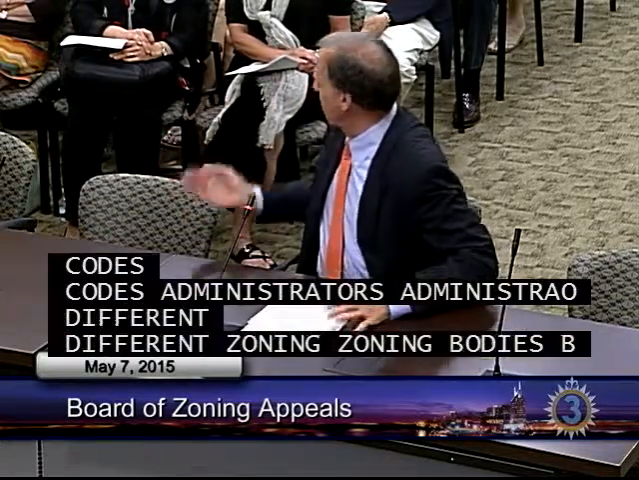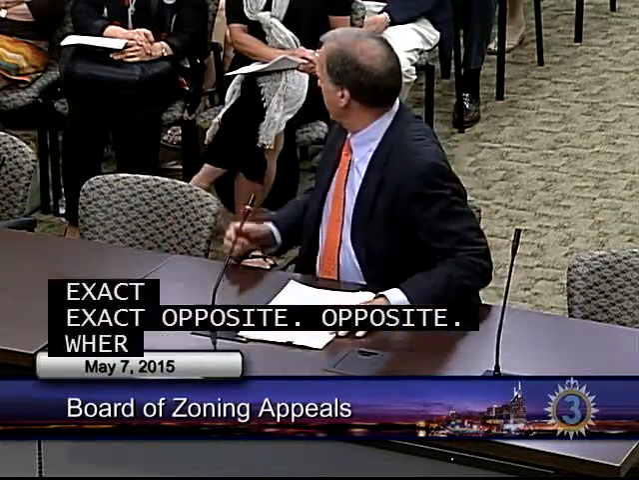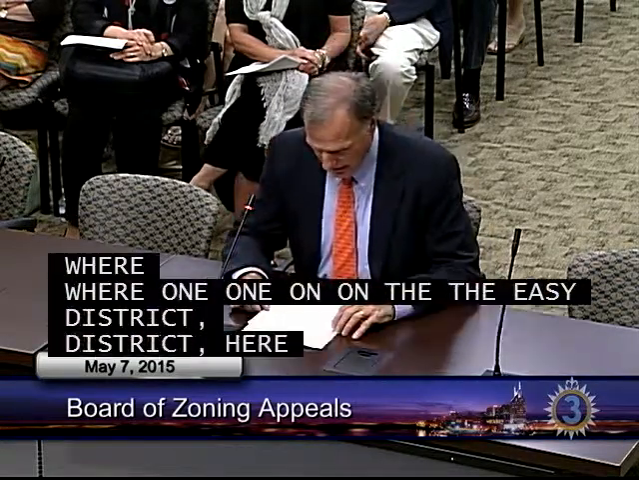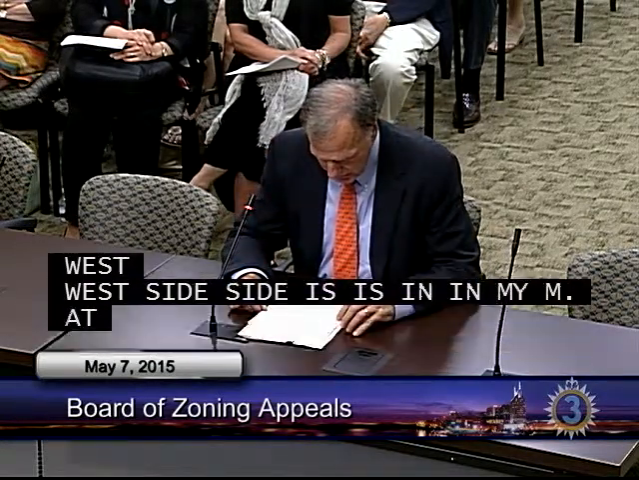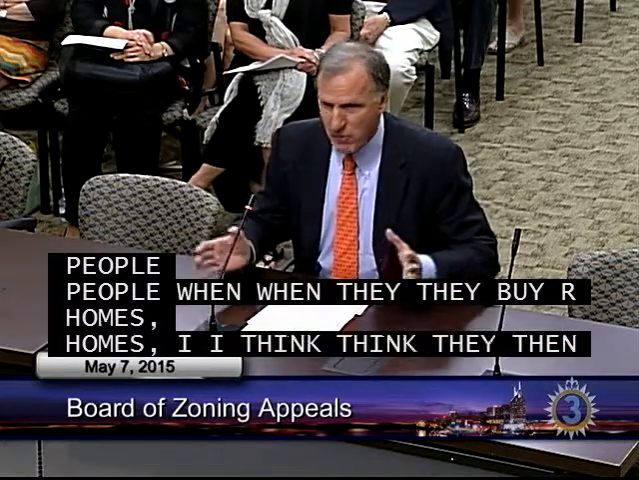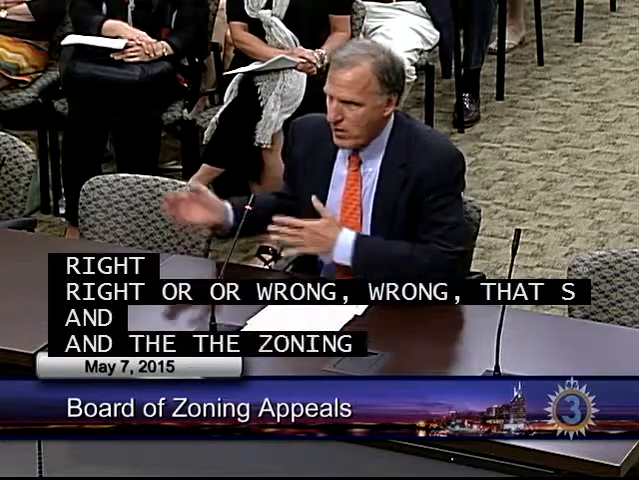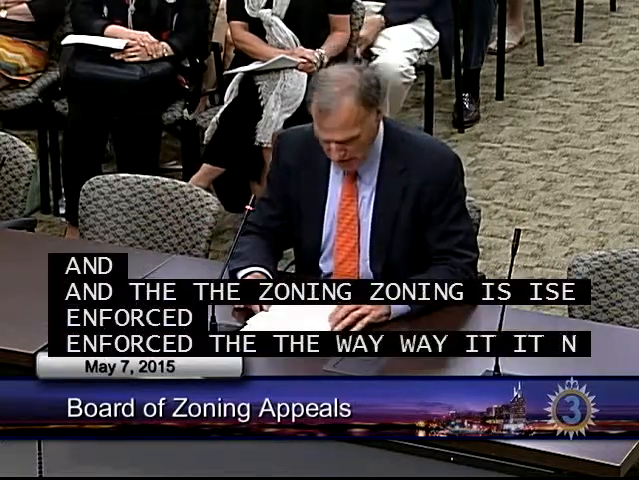And so you've got 2 different codes administrators and 2 different zoning bodies that deal with a street like Linwood Boulevard. Here, Nickel Lane is the exact opposite. Where one is the east side in my district, here I guess the west side is in my district at Nickel Lane. It's interesting, houses on streets like Linwood Boulevard and Nickel Lane generally sell for more than houses on other streets in my district, in part because I think they face one of these satellite cities with restrictive zoning. And so these people, when they buy their homes, I think they have an expectation that, whether it's right or wrong, the codes and the zoning are going to be enforced the way they were when they bought their homes, which I think is a reasonable expectation.